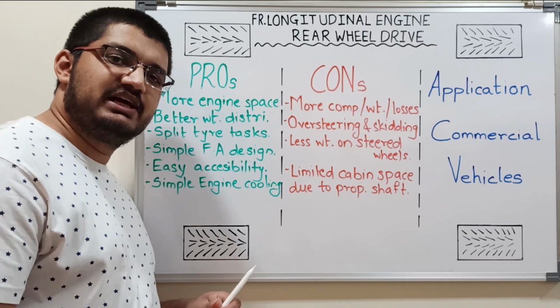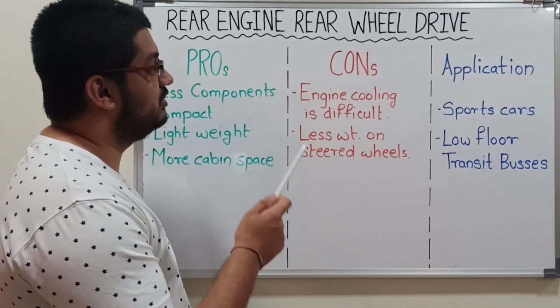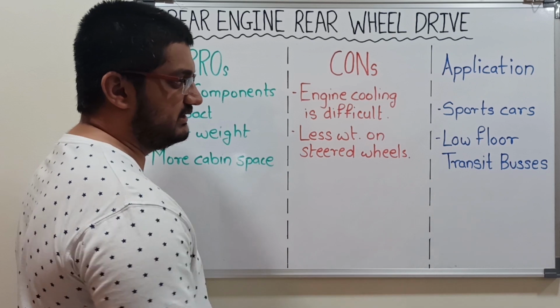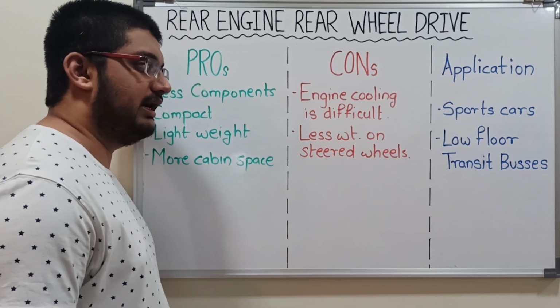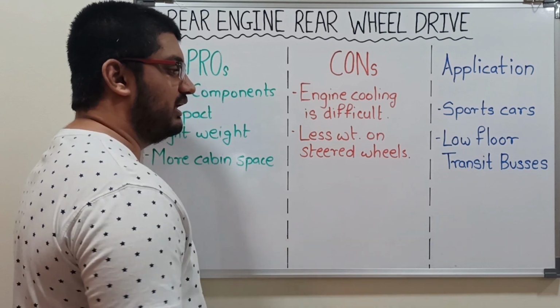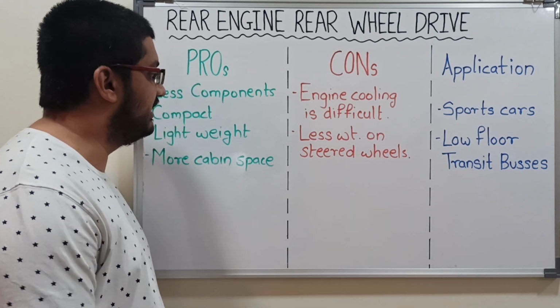Let's move on to the next layout. Now the next layout is the rear engine, rear wheel drive type of layout. The rear engine, rear wheel drive layout is most probably used in sports cars where the engine is in the rear and also the rear wheels are driven, and also in some low floor transit buses, because the floor is lower, hence the propeller shaft needs to be eliminated.